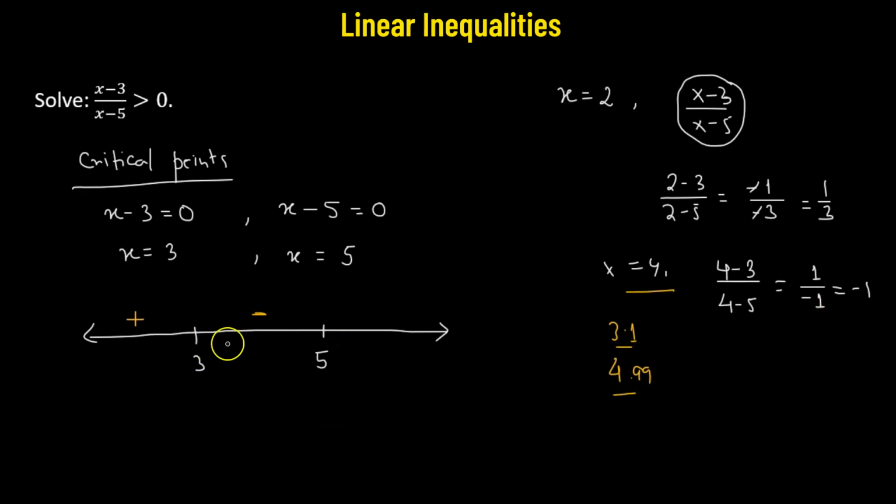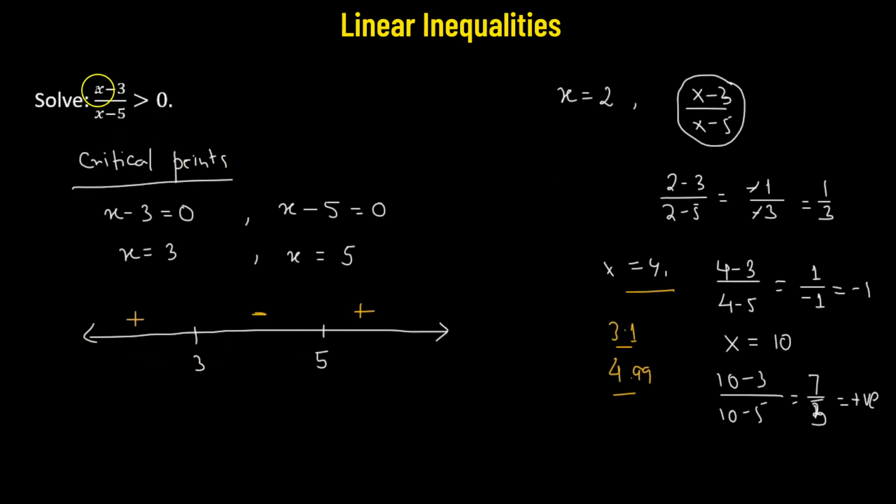We're not going to consider 3 and 5. These are critical points. We are only going to take values which are either less than the critical point or greater than the critical point. And finally, if we take a value greater than 5, let's take a higher value, say x equals 10. Then we have 10 minus 3 divided by 10 minus 5. So that will be 7 over 5, which is a positive number. So that means for values of x greater than 5, we are going to get positive values. Right? So this is how values of x are going to behave along the number line.